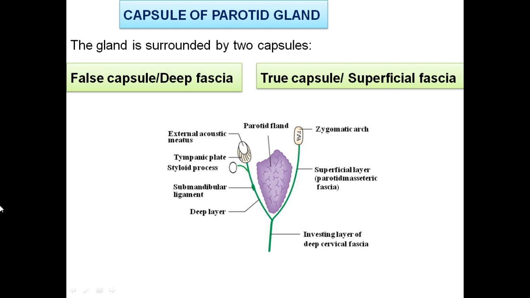Capsule of the parotid gland. The investing layer of the deep cervical fascia divides into a superficial layer, or true capsule, that lies with the zygomatic arch, and a deep layer adherent to the tympanic plate of the external acoustic meatus. The thickened part of the deep layer forms the stylomandibular ligament, which extends from the styloid process to the angle of the mandible.